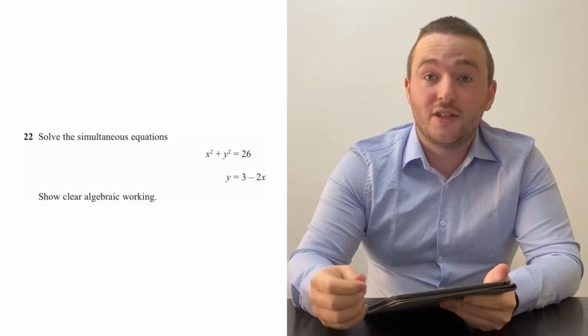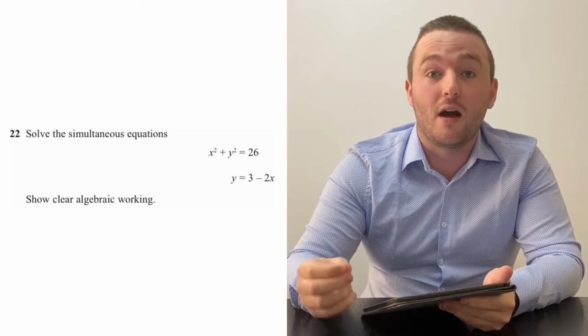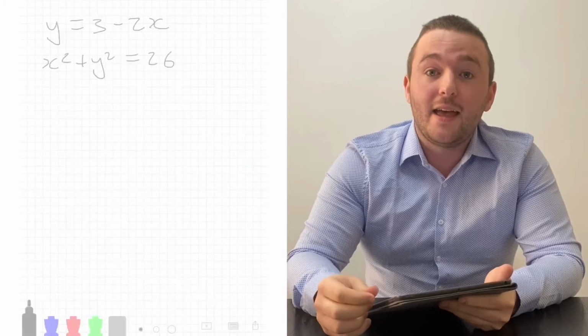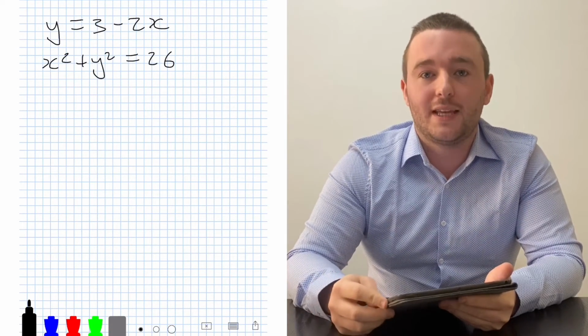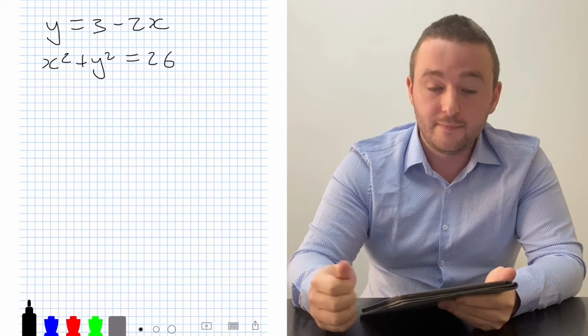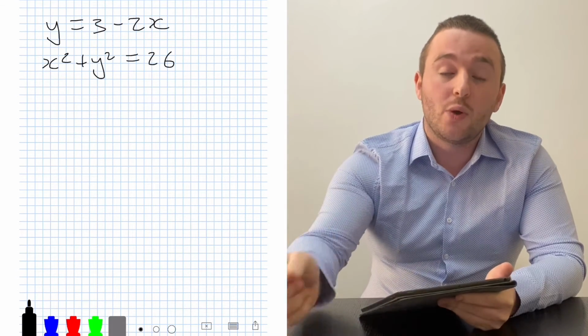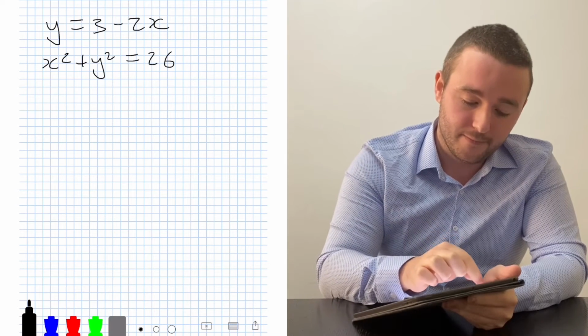The second question is a bit harder and comes from the January 2014 paper as the last question, so one of the hardest on the paper. As you can see here, we have some squares in the second equation, so we're not going to be able to use the cancellation method. We're going to have to use substitution. Luckily, the first equation is already in the form y equals, so we can put what y is equal to into the second equation immediately.